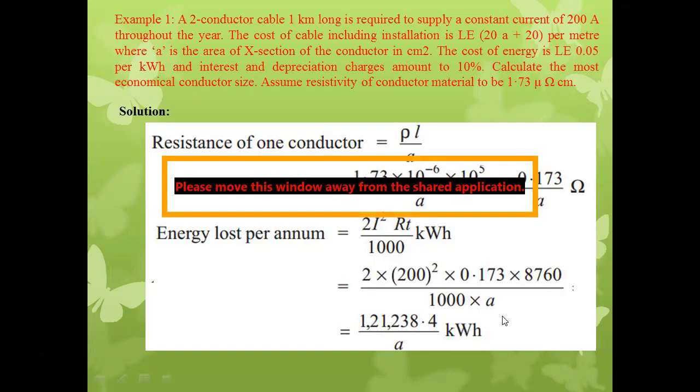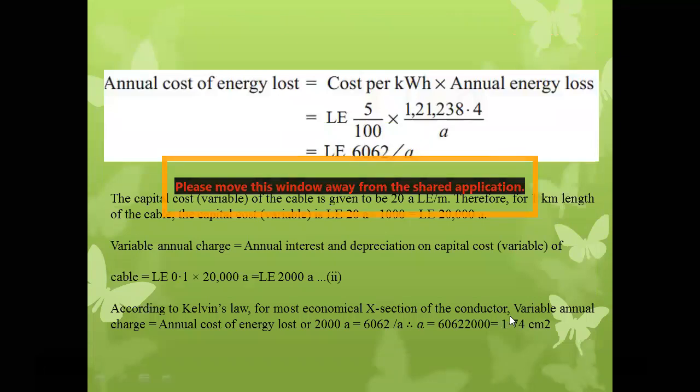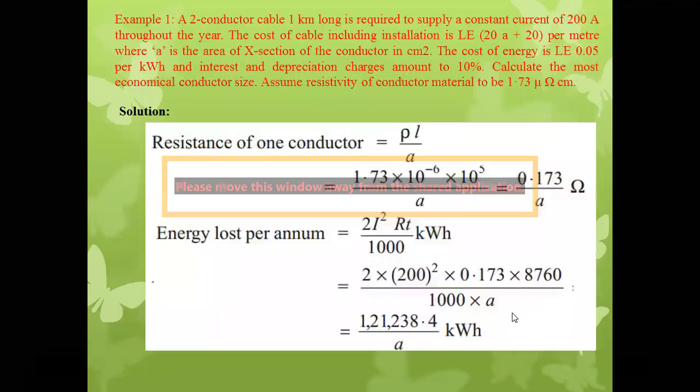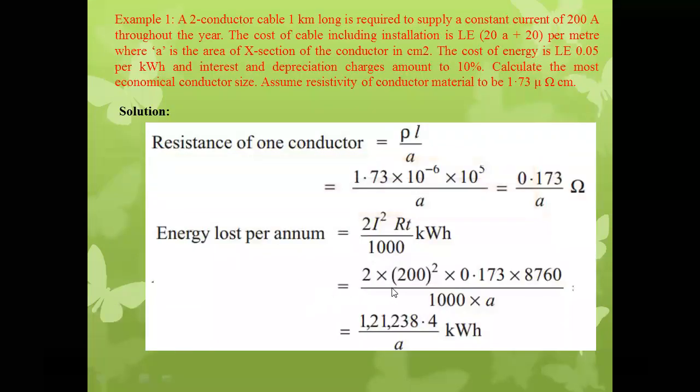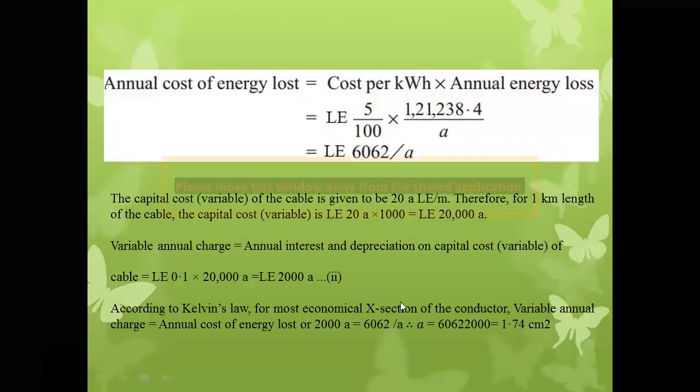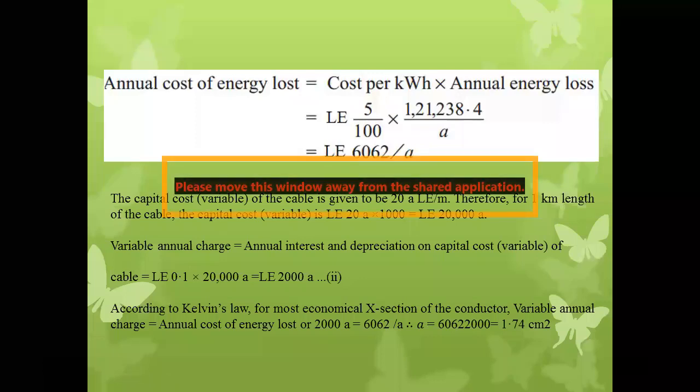Next, the annual cost of energy lost. This is the first part, that is C1. Annual cost of energy lost is the cost per kilowatt hour into the annual energy loss. The cost per kilowatt hour he has already mentioned in the numerical.